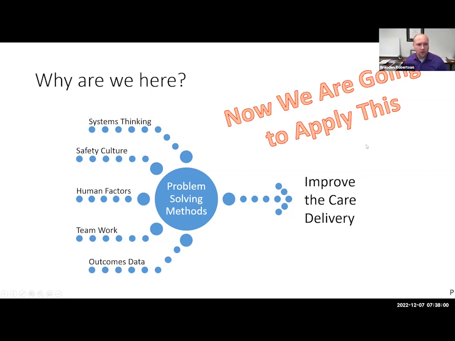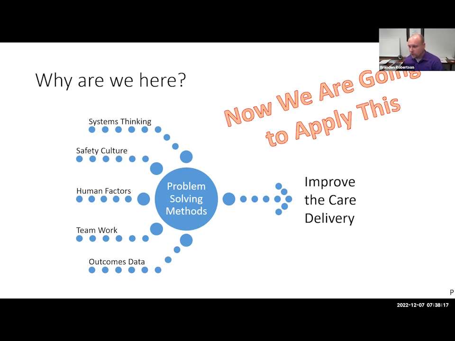So why are we here, right? We talked about systems thinking. We talked about safety culture. Hopefully at this point, you've heard about human factors. The teamwork really continues to be ongoing. I think there's been presentations on teaming in the past, but this is part of that, right?